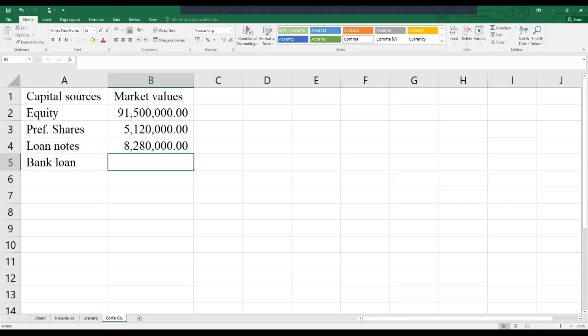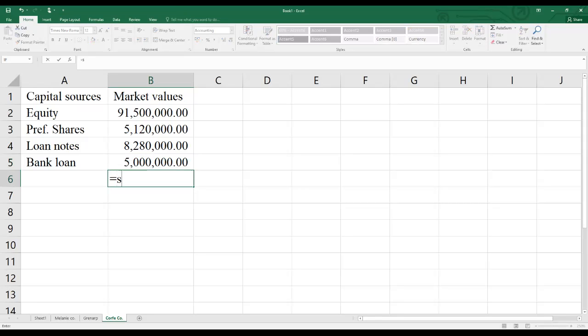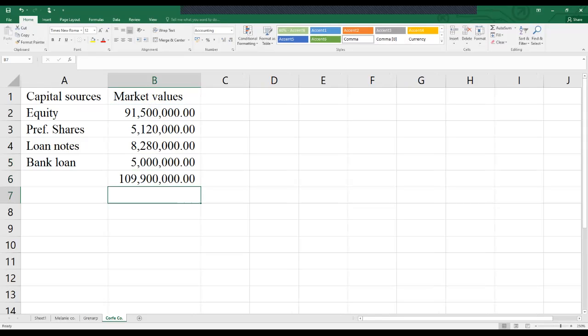Next, the bank loan doesn't have a market value, so use its book value, 5 million. Okay, therefore, we can do the sum of the market values from the four sources. Therefore, 109.9 million. Okay, what else?